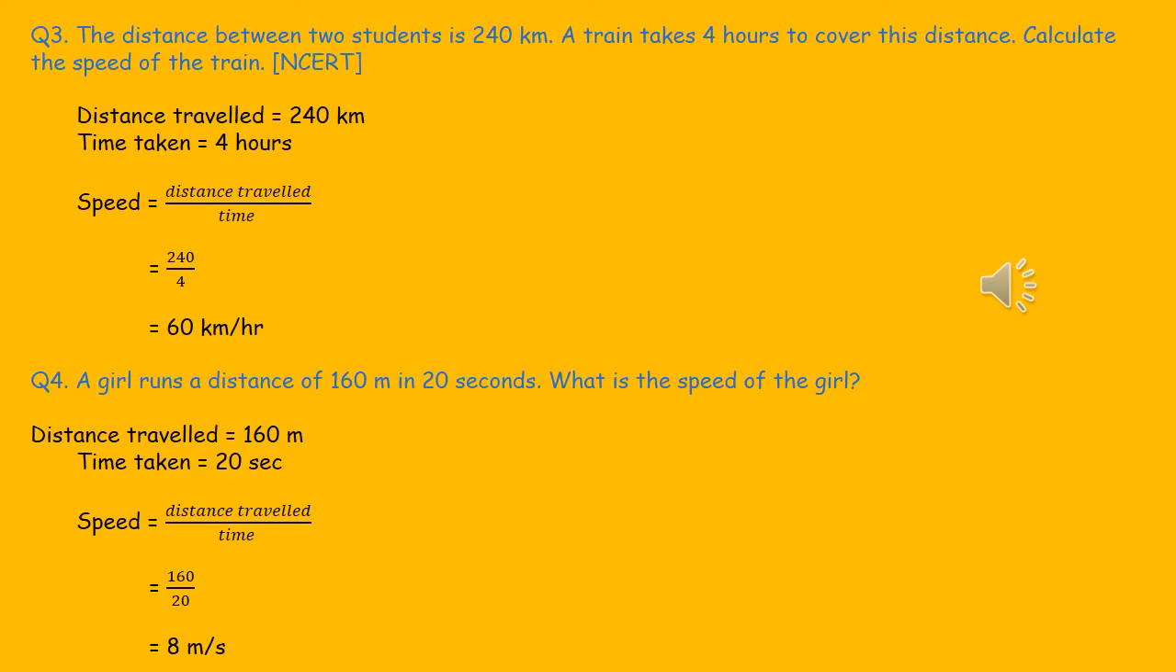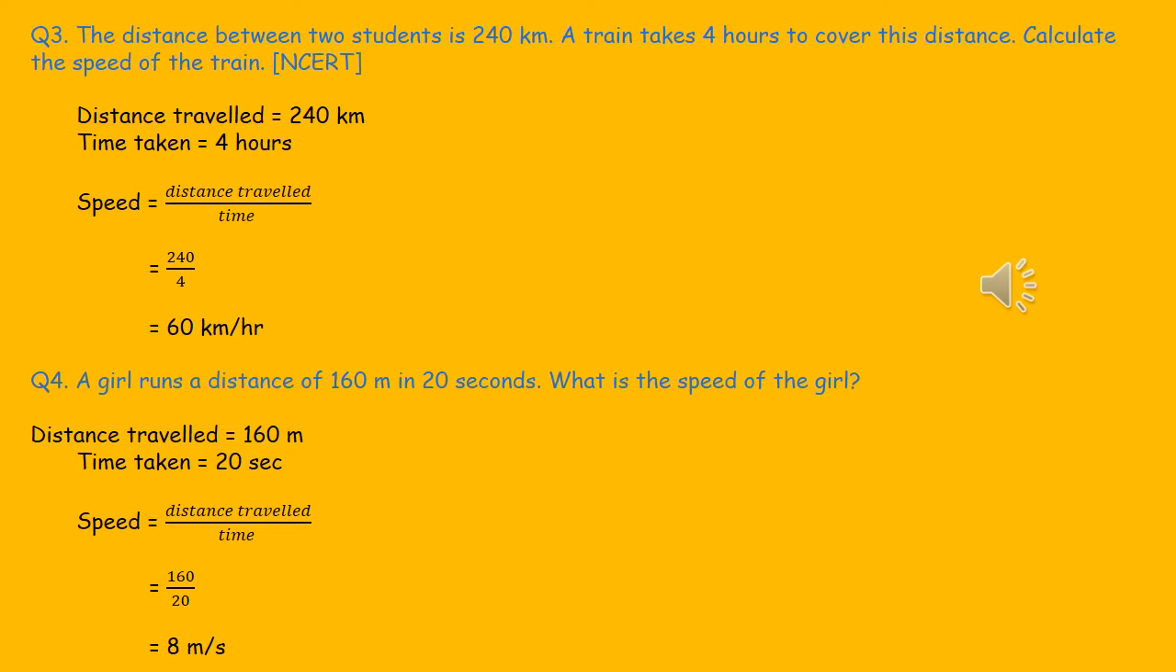Remember, when we are solving a numerical problem, we have to write down the given data, and if any conversion of unit is needed, we'll do it in that step. Then we'll write the required equation and substitute the values in that equation to solve the sum. Here distance travelled is equal to 240 km and time is 4 hours. So no conversion is needed. We are directly moving to the formula for speed, that is equal to distance travelled by time. So substituting the values, we get 240 by 4, that is 60 km per hour.